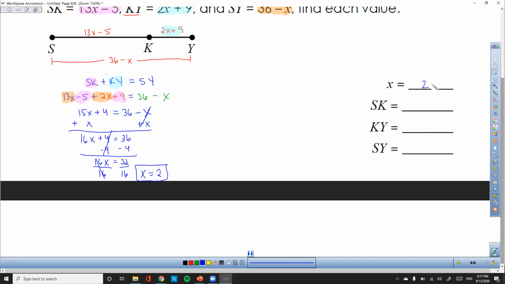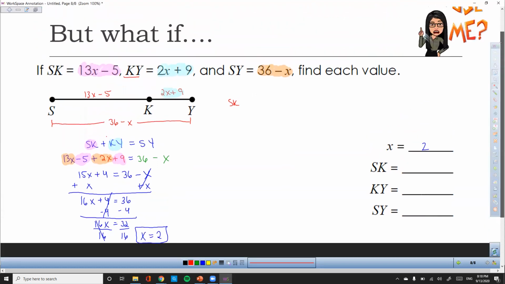All right, but then again, the question is also asking me, what is the length of segment SK, length of segment KY, and length of segment SY? So what do you think we have to do now? In order for us to find the length of those segments, we have to substitute in our values. I know that length of segment SK, they told me was, let me go ahead and scroll this up. They told me that the length of segment SK was how much?